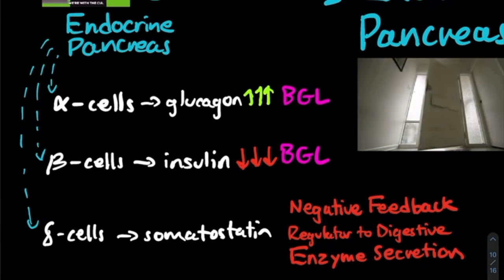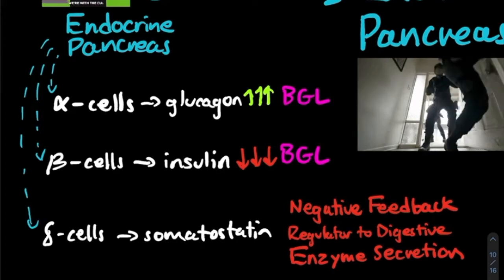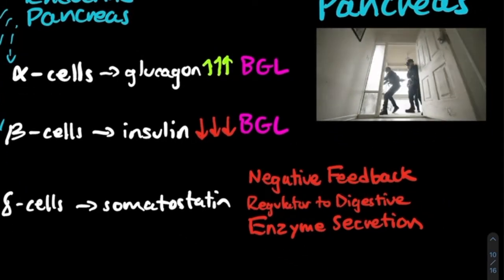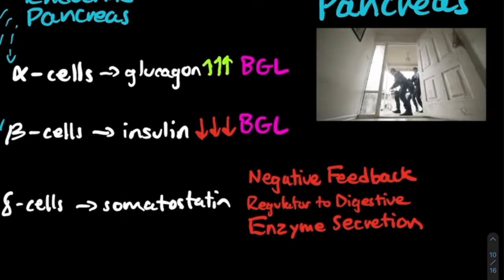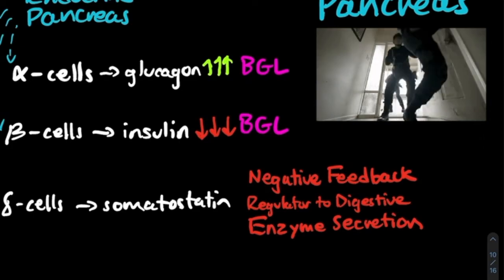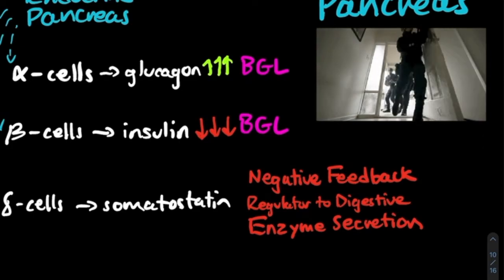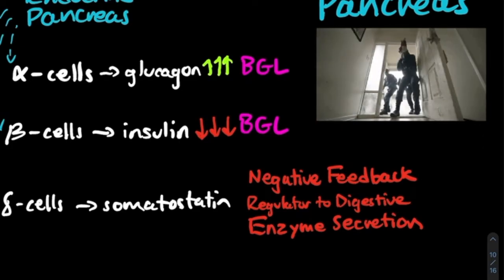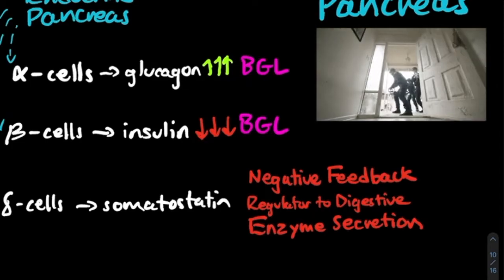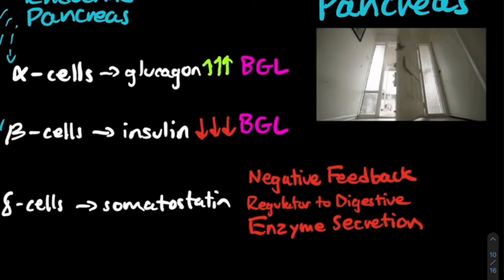Now, somatostatin is extremely important because it is the negative feedback regulator to digestive enzyme secretion, as I've written down here. And I've written that in red because it's really important that you don't just keep releasing digestive enzymes. Obviously, you don't want to digest yourself. And so it's super critical that we have some way to rein back in this system and not digest ourselves, which at the end of the day is ideal. So that is the endocrine pancreas.